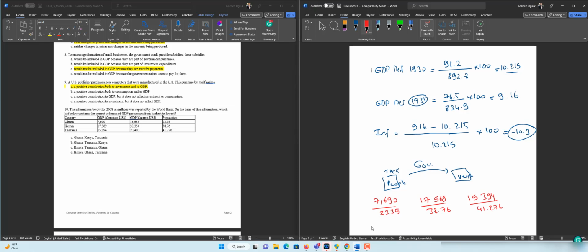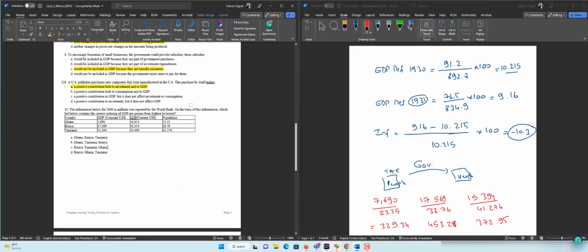So this is close to 329.34, and the other one is 453.23, and then 15,394 divided by 41.276, which is 372.95. So it seems like if we order from highest to lowest, Kenya should be the first, Tanzania is the second, Ghana is the third. So this is the right answer.